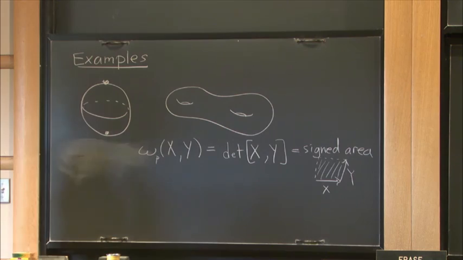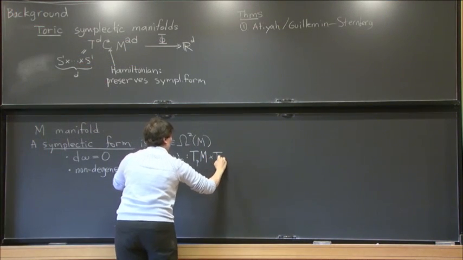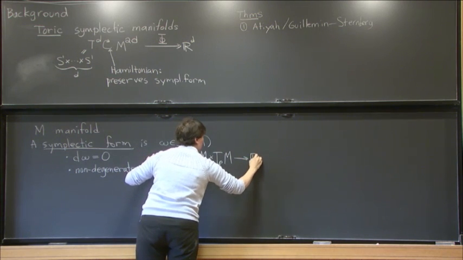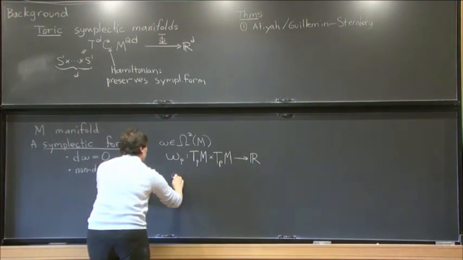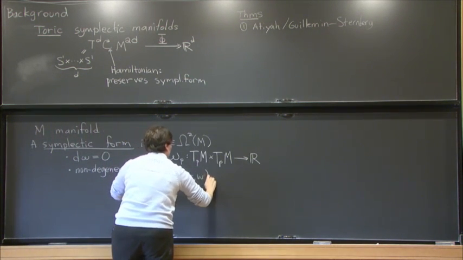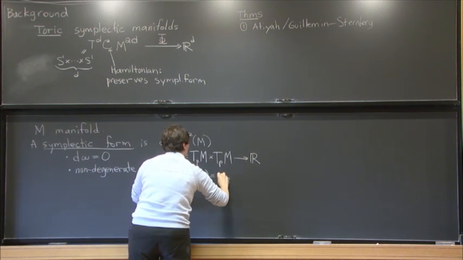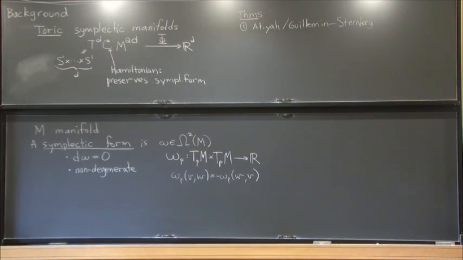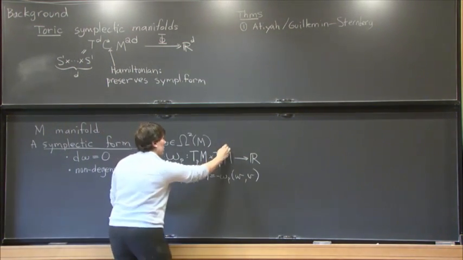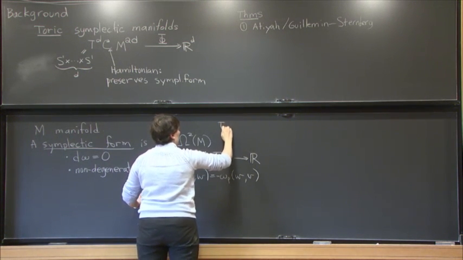What is the map? It's from R to R? Sorry, this map? No, this. At any point, it takes two tangent vectors and spits out a real number. And it's anti-symmetric. The tangent space T_pM is one vector space, so these are tangent vectors. Exactly.